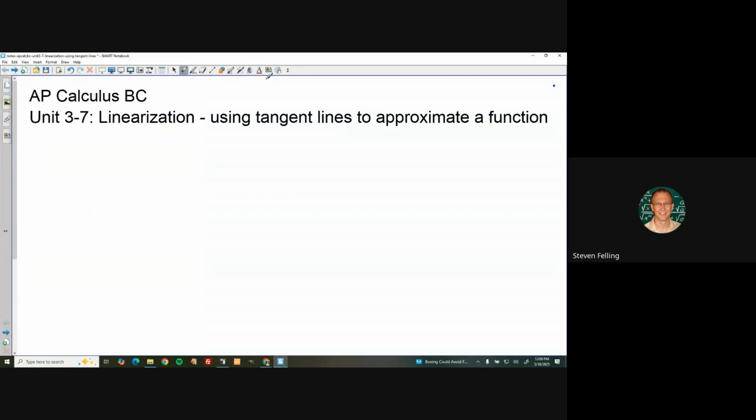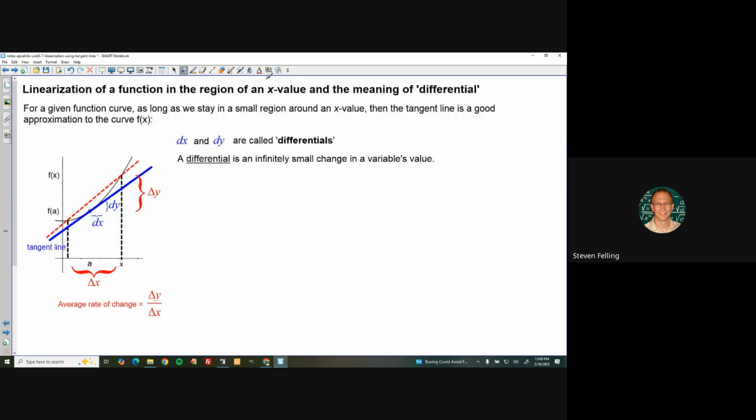All right, this video is for AP Calculus and it's on the subject of linearization, which is basically the idea of using a tangent line to approximate a function. But we'll define some other terms here too that will be helpful throughout the course. So, the linearization of a function in the region of a given x value, and then the meaning of the word differential. So, defining some terms.